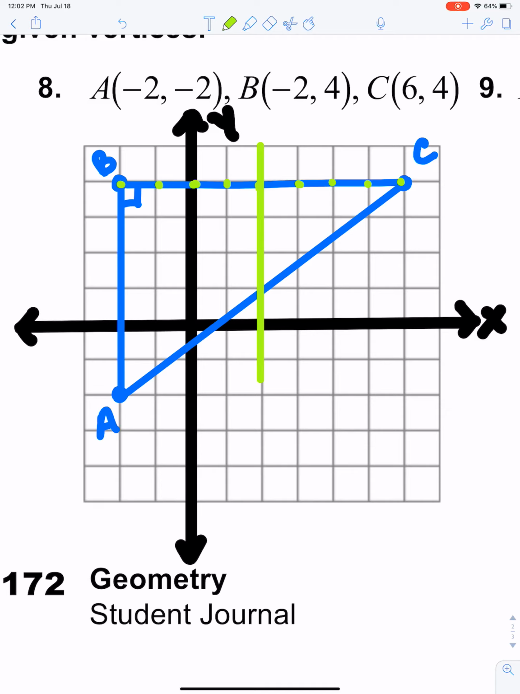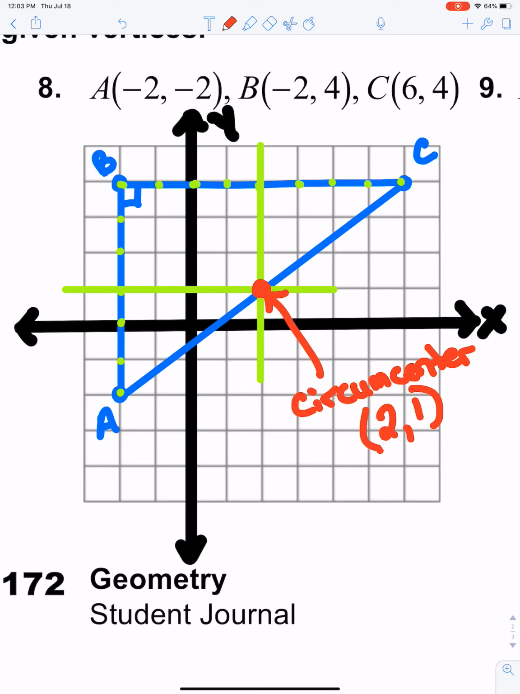Now I'm going to look at AB. 1, 2, 3, 4, 5, 6. It's 6 units long, so to bisect it would be at 1, 2, 3 units. And since it's a vertical line, a perpendicular bisector would be a horizontal line. Now, since we've found our point of intersection, we really don't need to go much further to say that our circumcenter is right there. Pardon my handwriting. So our circumcenter is at (2, 1).